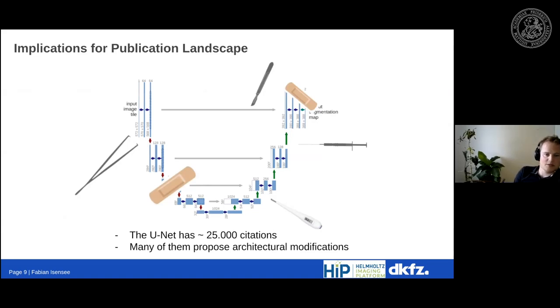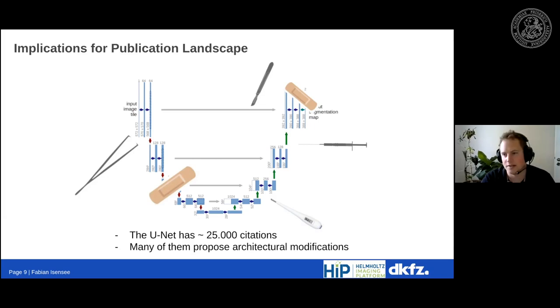This kind of observation also has potential implications for the publication landscape in which we are operating. If you are working with medical image analysis, there's a 100% chance that you have heard about the U-Net. It's by far the most popular style of network architecture for tackling segmentation problems. This is also reflected in how many citations the U-Net has. Last time I checked, it was around 25,000, which is a crazy high number. And it's also totally deserved. This architecture has proven the test of time over and over again.